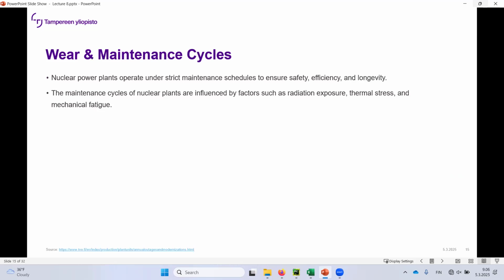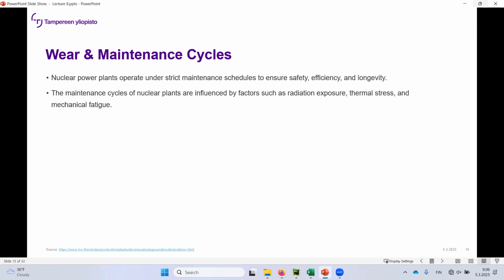What else? Wear and maintenance cycles. And this could be taken into account in your model assignment 2. For example, you have a time series of availability from this nuclear power plant. It's 0 or it's 1. It's down or it's up. So available or under maintenance.